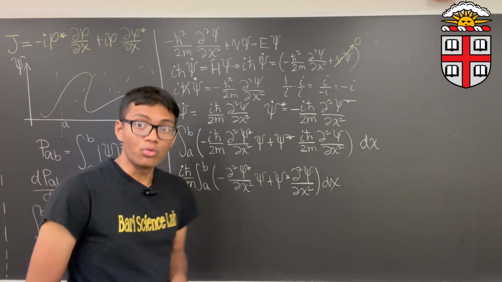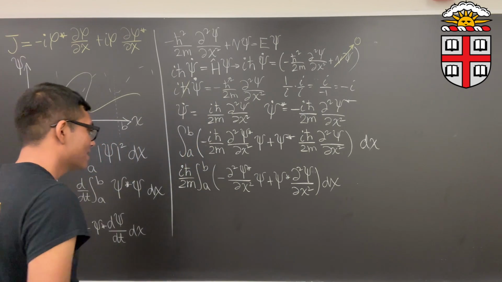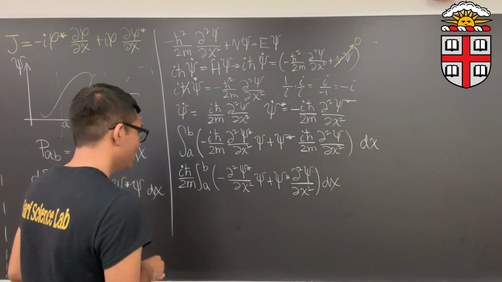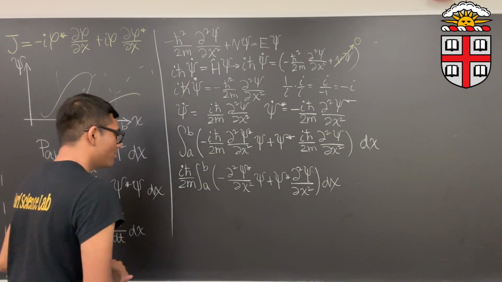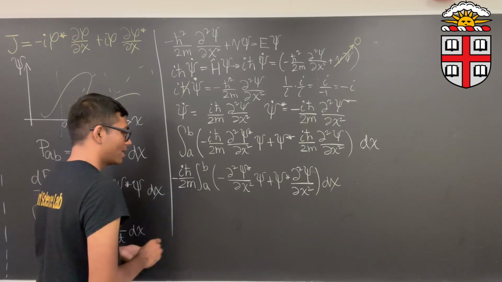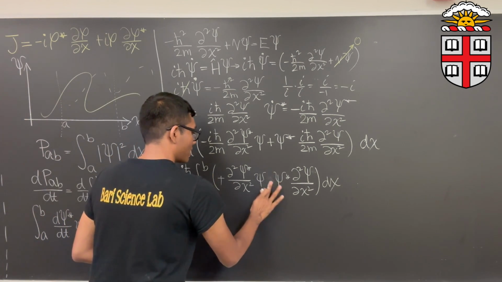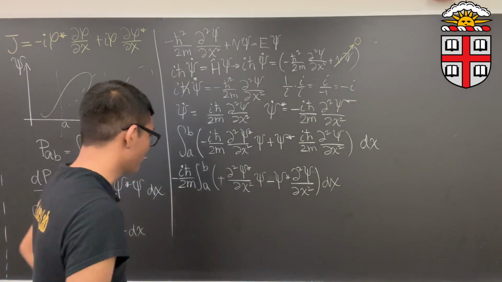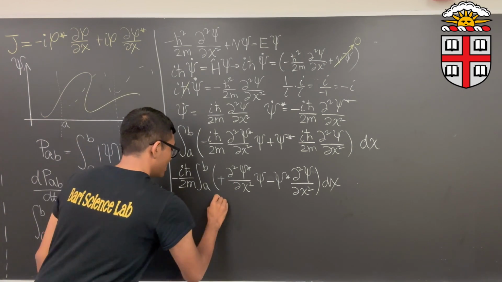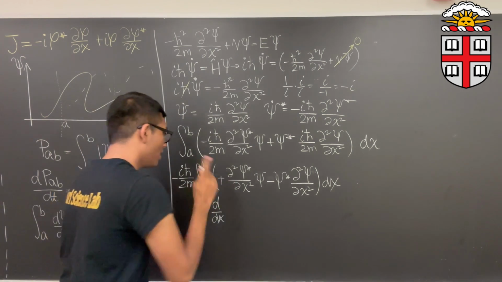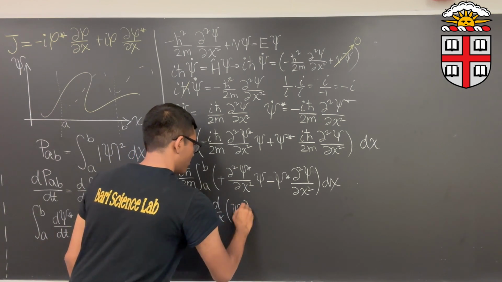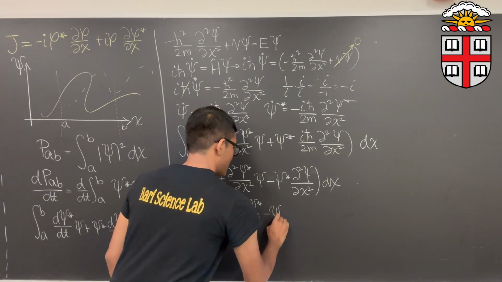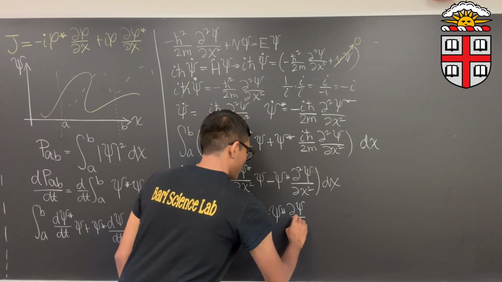Alrighty. Now the next thing to do is to stare at this for a while and then have a brilliant idea, namely that this entire thing can be rewritten as, first of all, let me factor out that minus sign real quick. Okay, voila. This entire thing can be rewritten as the derivative of something. Namely, we can write this as the derivative, d/dx, of psi partial psi conjugate partial x minus psi conjugate partial psi partial x.